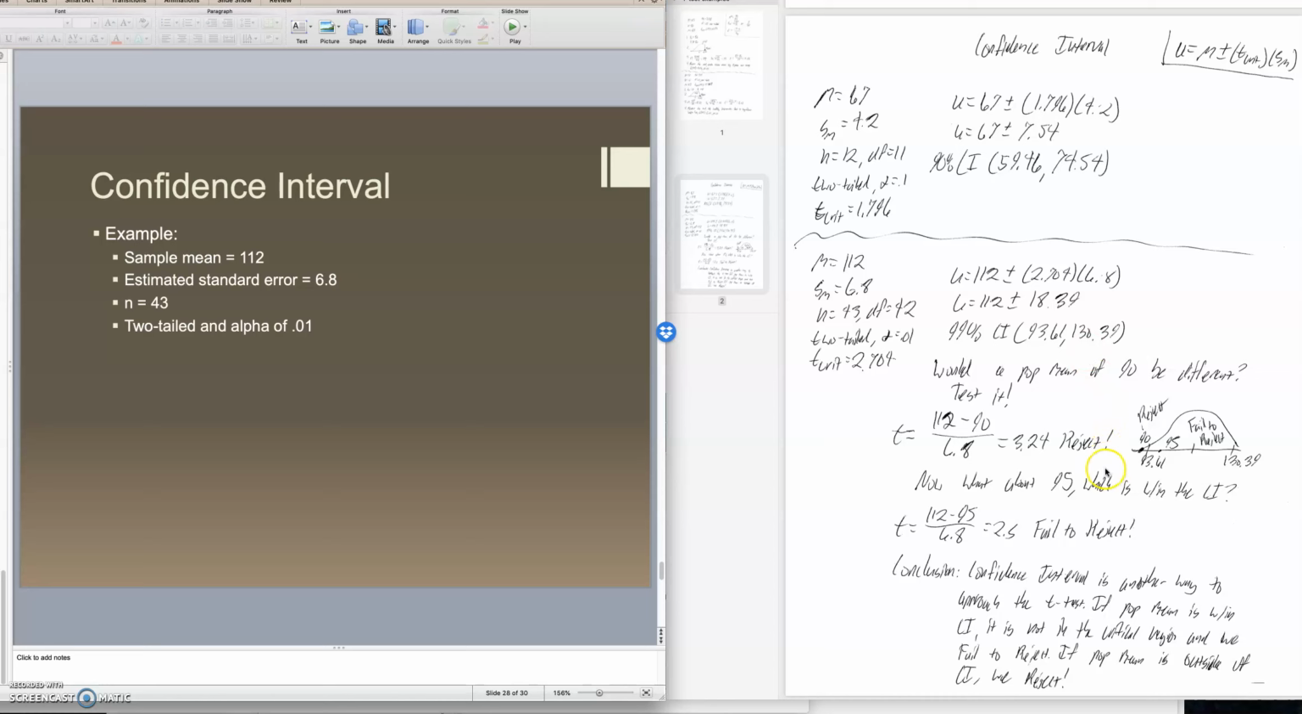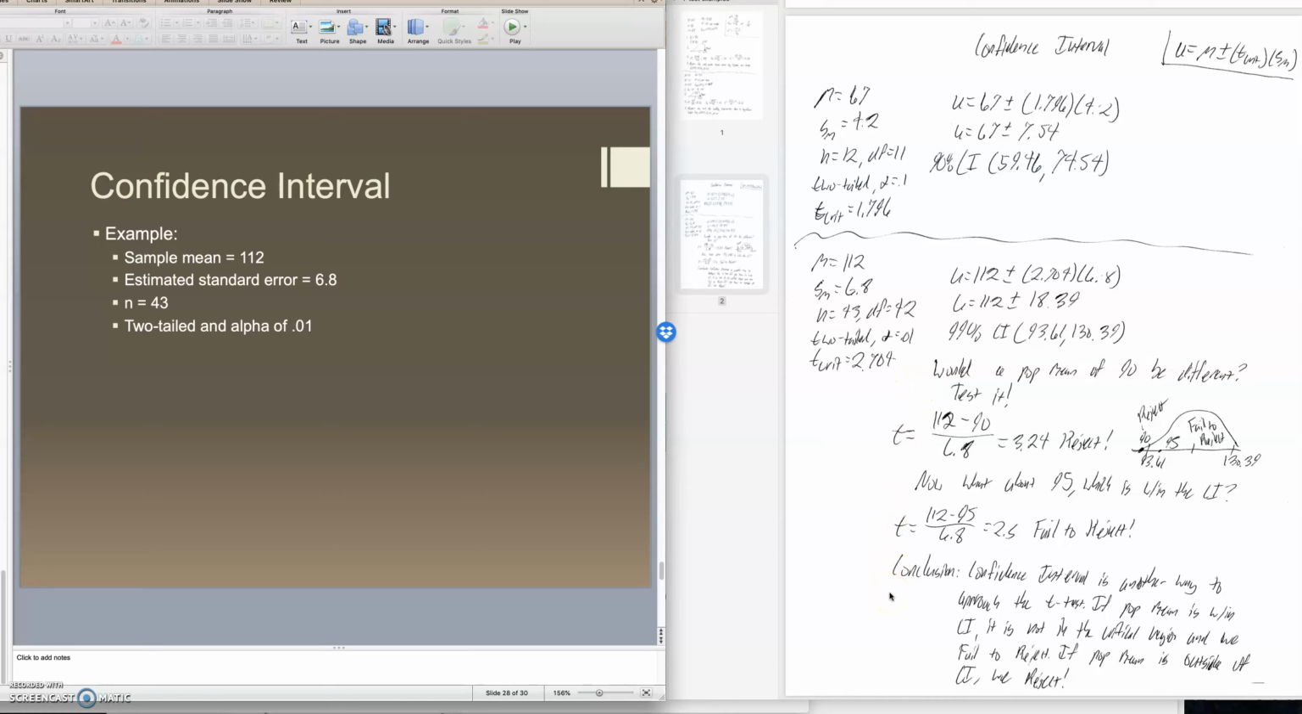Now, for the second one, it's what if we use 95, a value that is between the confidence interval? We do 112 minus 95 over 6.8 gives us 2.5. 2.5 is less than that t critical of 2.704. So 95 is in this area. Same logic as before. It's not in the critical region. It's in the fail to reject region. So 95 is not significantly different than 112, keeping these other things constant.